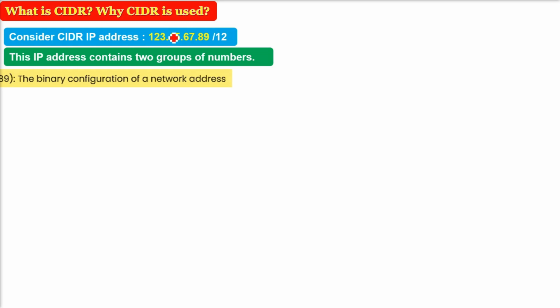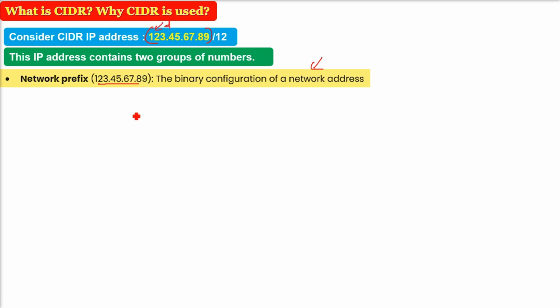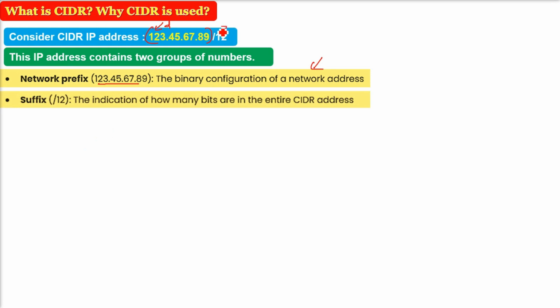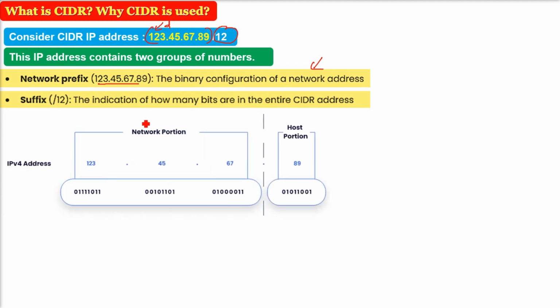Now this IP address contains two groups. What are the two groups? The first part, from here to here, is called the network prefix. This is the binary configuration of a network address, because this is a decimal number, right? IPv4 is represented in dotted decimal form. But this is called the binary configuration of the network address, and the /12 is called the suffix. And this indicates how many bits are in the network part of the entire CIDR address.